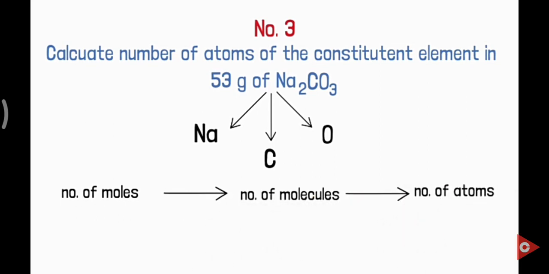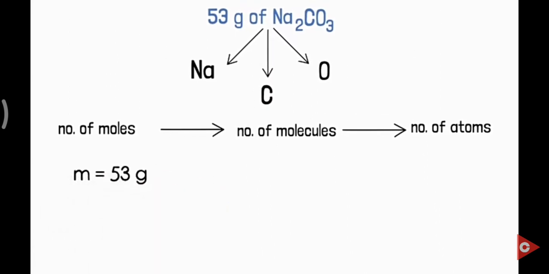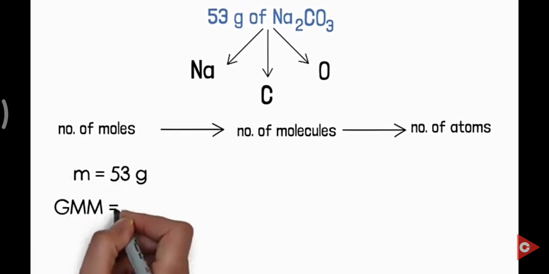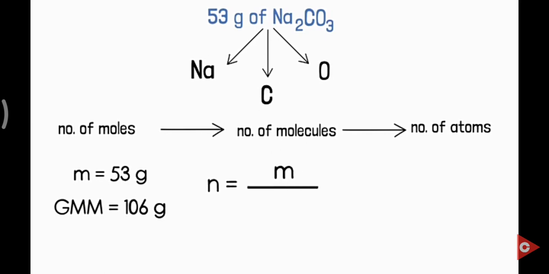सो लेट्स कैलकुलेट नंबर ऑफ मोल्स. गिवन मास इज 53 ग्राम. On calculation, you will get gram molecular mass equals to 106 gram. So n is equal to m upon gmm. m is 53 and gmm is 106. So on putting it, we will get 0.5 mole.